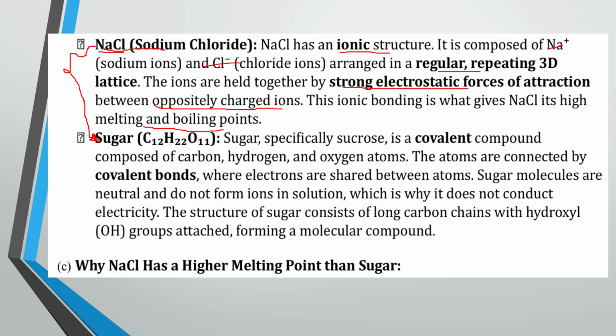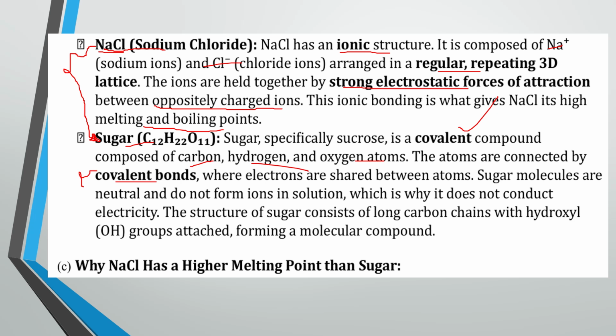Now proceeding to sugar, or glucose. This one has a giant covalent structure because it's a covalent compound consisting of carbon, hydrogen, and oxygen atoms. So you have to talk about characteristics of covalent compounds. Covalent compounds have covalent bonds, which are formed simply by sharing electrons.